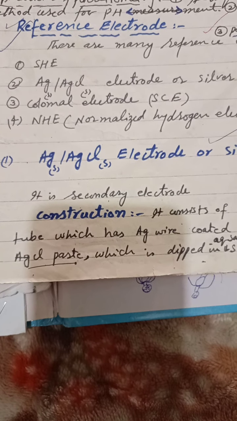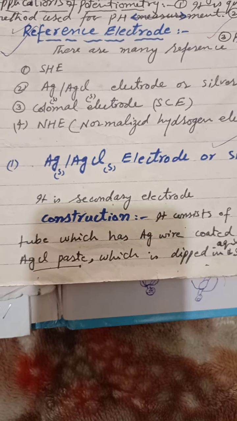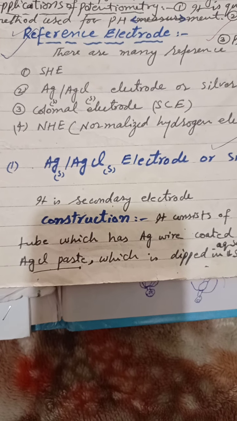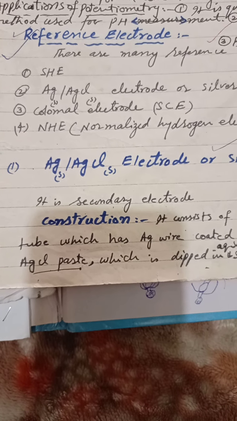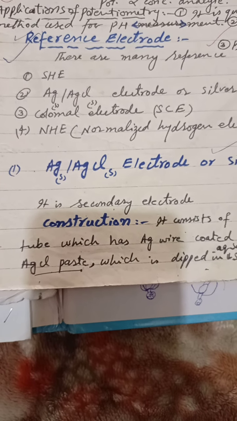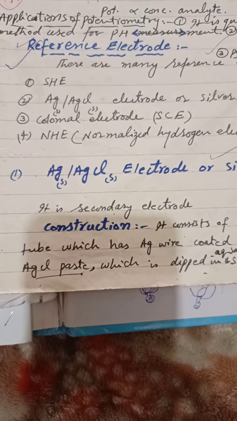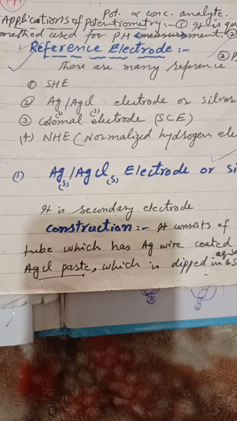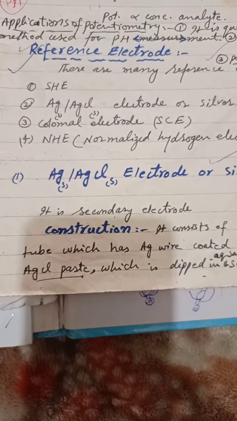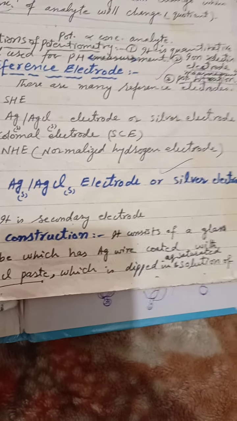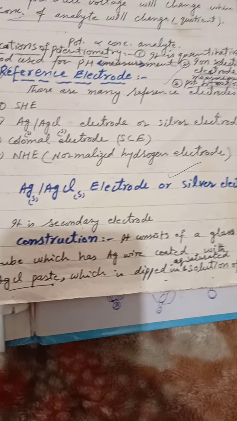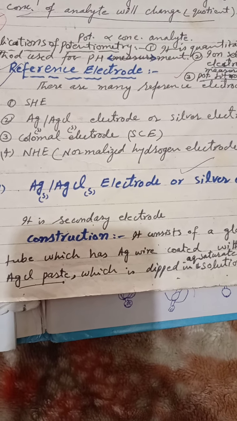There are many reference electrodes. A reference electrode has a known potential. The standard hydrogen electrode, silver electrode, calomel electrode (SCE), and normalized hydrogen electrode are all reference electrodes and have known potentials.